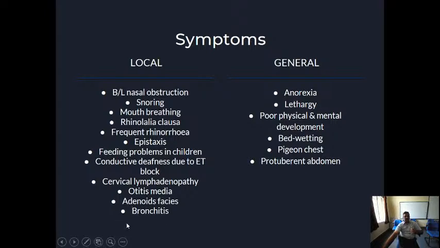They are prone to repeated respiratory infections because they keep breathing through the mouth, wherein the filtration and the temperature regulation are totally absent, and so the direct air from the atmosphere is inhaled into the lower respiratory tract, and so they are prone to repeated chest infections. And of course the general anorexia and lethargy.